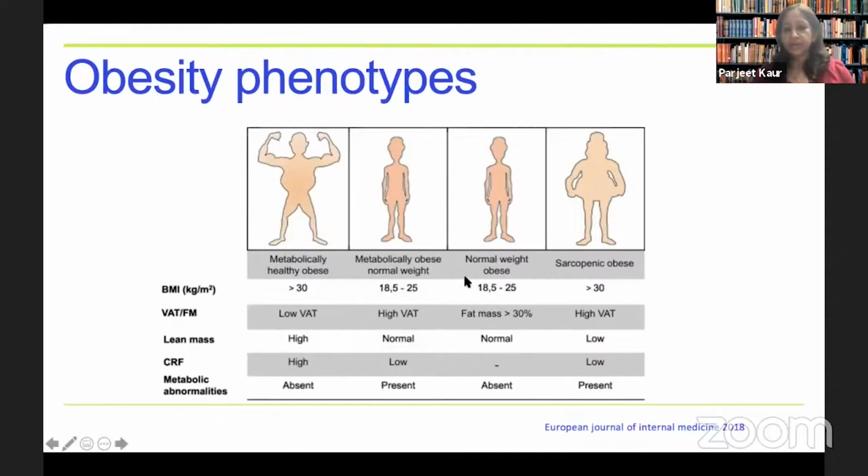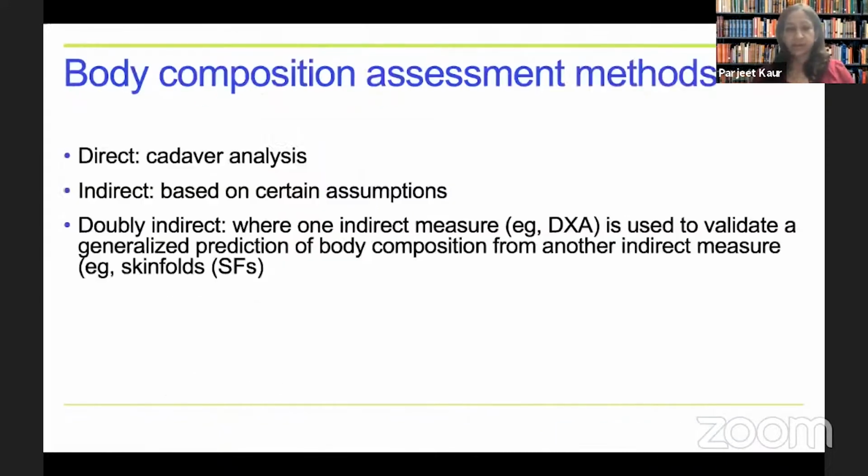The normal weight or normal BMI, where we are missing the increased visceral adiposity. And also the last one, the sarcopenic obese, in which we are missing the low muscle mass if you're just relying upon the BMI. And these, sarcopenic obesity, metabolically obese normal weight, normal weight obesity, have now been shown to be associated with increased cardiovascular risk and metabolic syndrome.